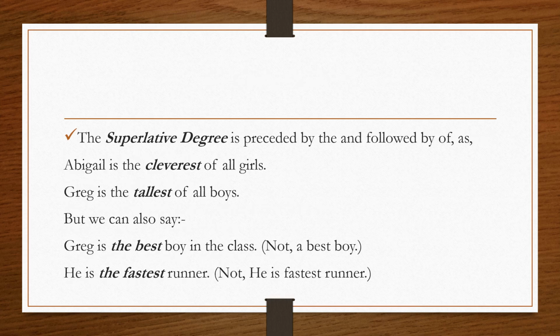The superlative degree is preceded by the, and followed by of. Example, Abigail is the cleverest of all girls. So we are seeing the introduction of the and then of. Greg is the tallest of all boys. But we can also say Greg is the best boy in the class, not a best boy. We can also say he is the fastest runner, not he is fastest runner. The is introduced, and it is very, very important.